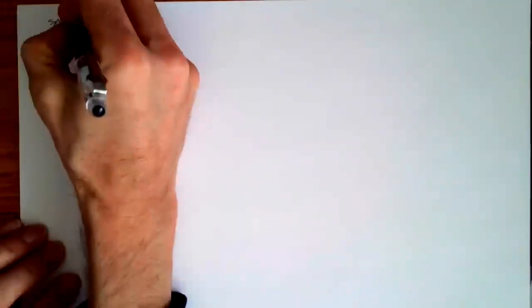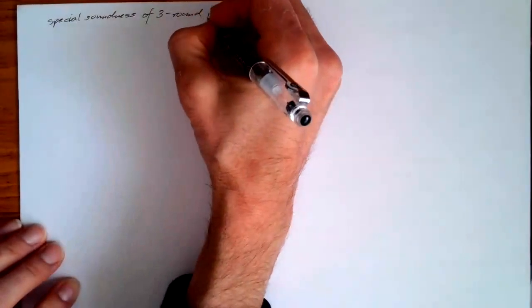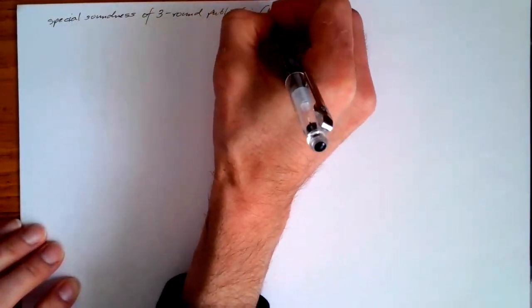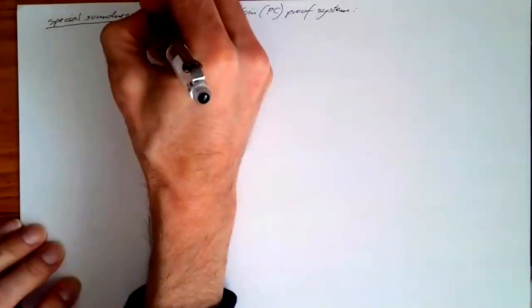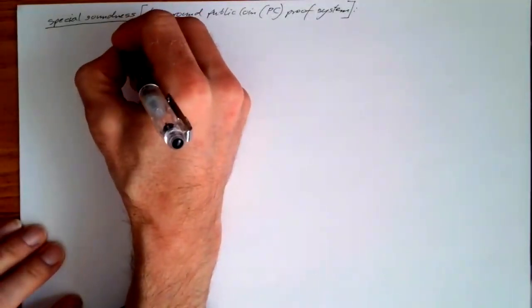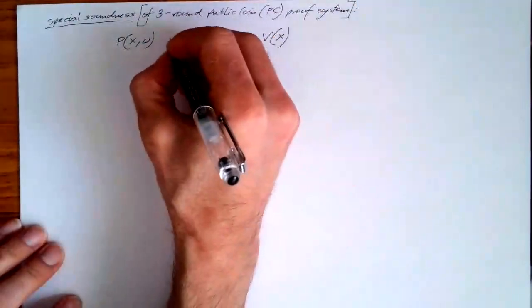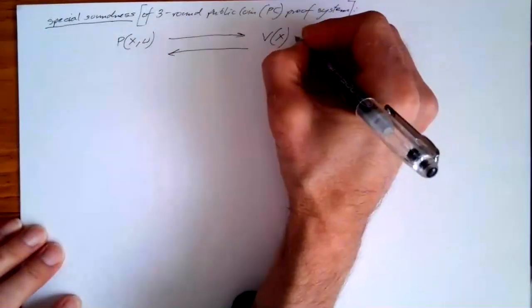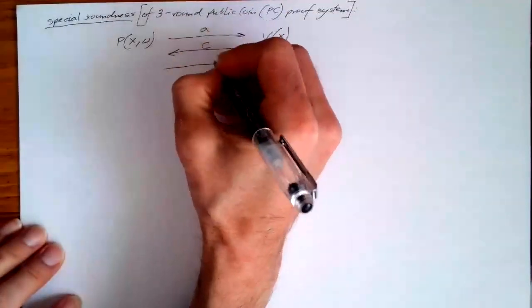So, special soundness of 3-round public coin proof systems is like this. Okay, well, let's agree on some terminology first. So the prover has a statement and a witness, the verifier has a statement, and this is a 3-round proof system where let's just call these messages A, C, Z.